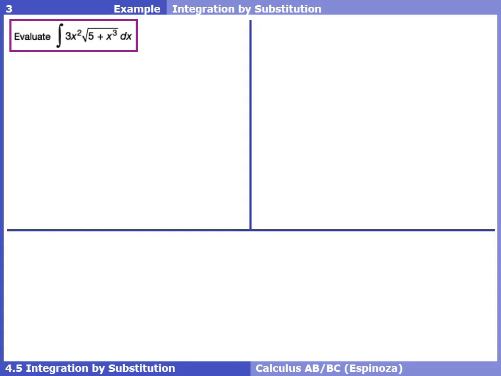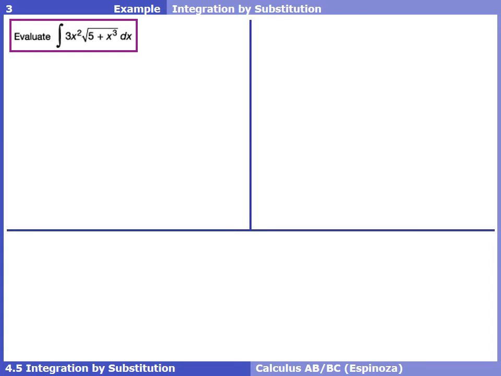Okay, now it's just time to practice a bunch of problems that require integration by substitution. Hopefully with each of these, you'll see the technique of identifying when we're supposed to use it, and then the process of going through integration by substitution.